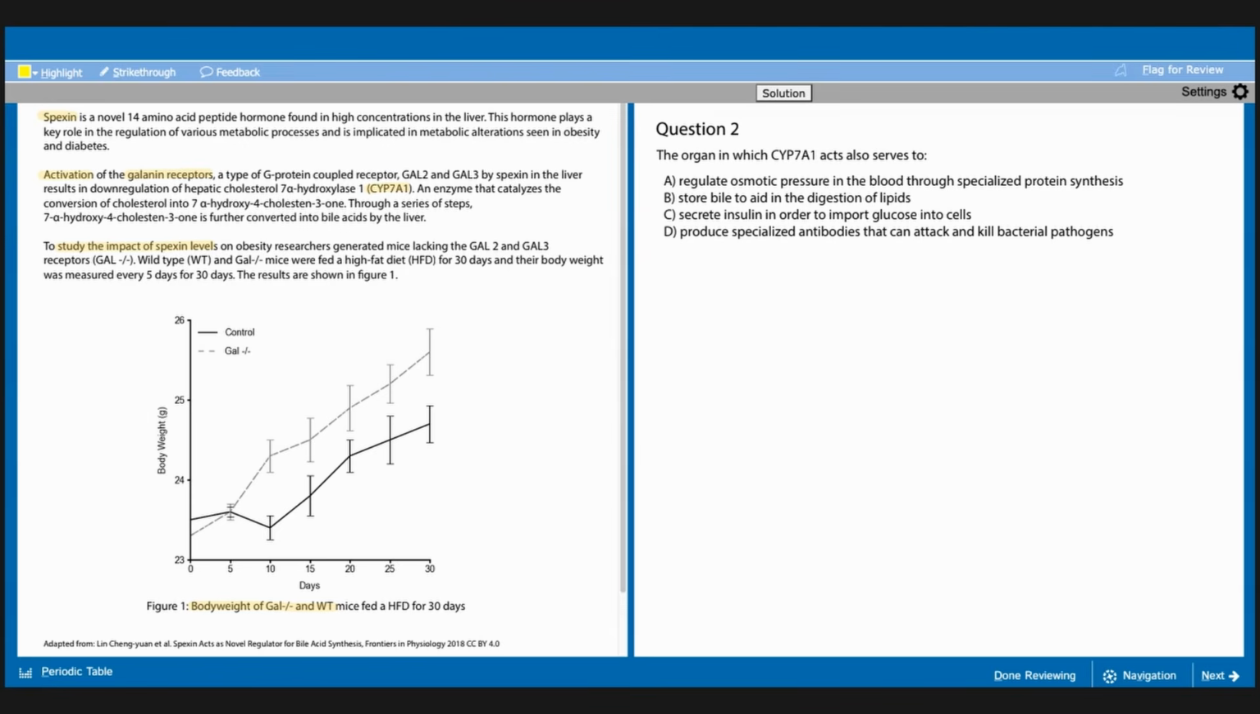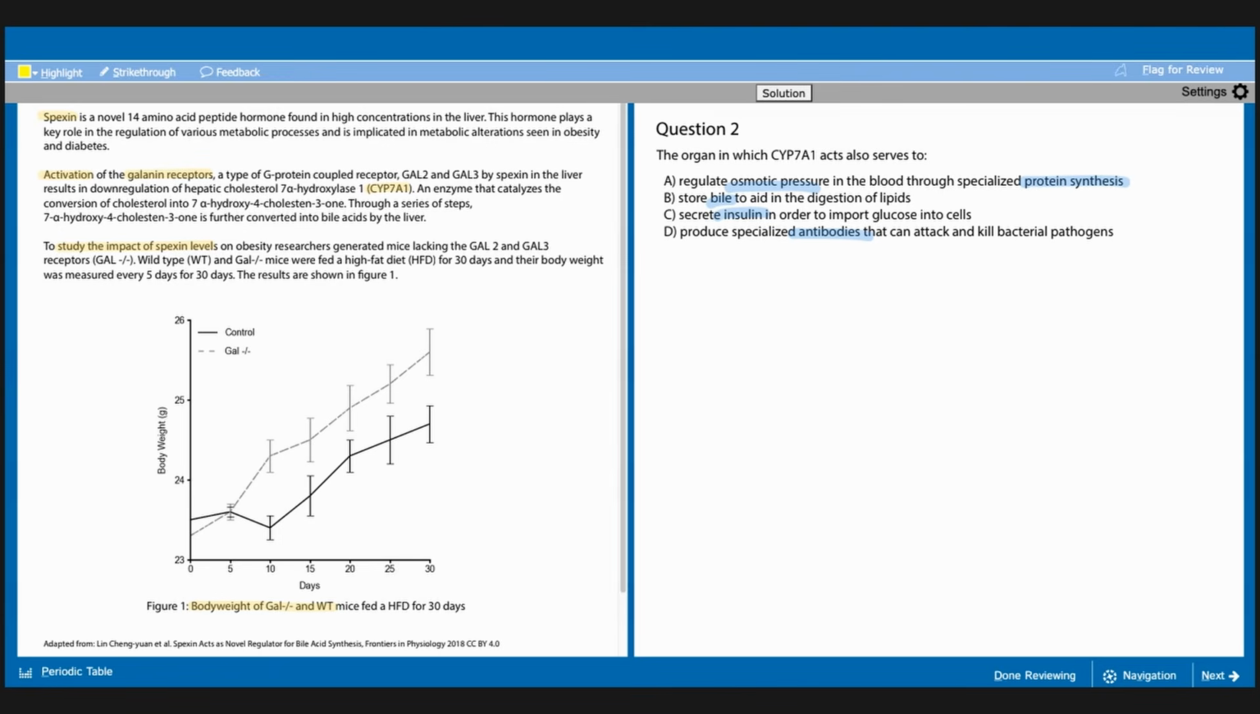So this next question asks, the organ in which CYP7A1 acts also serves to, and then we're given some different answer choices here. As I scan through my answer choices, I see that they're talking about regulating osmotic pressure and something about protein synthesis, storing bile to aid in the digestion of lipids, secreting insulin in order to import glucose into cells, and producing specialized antibodies that can attack and kill bacterial pathogens. If this was asking me about an organ and then gives me some functions, I'm just thinking these specific functions must be tied to a particular organ.